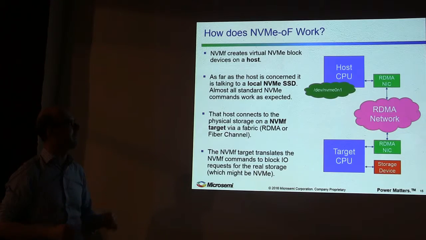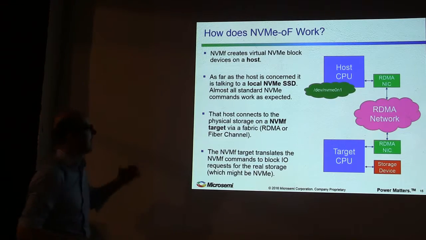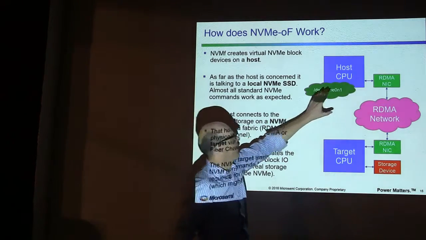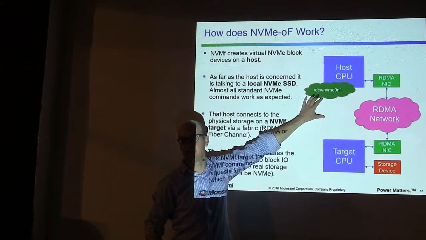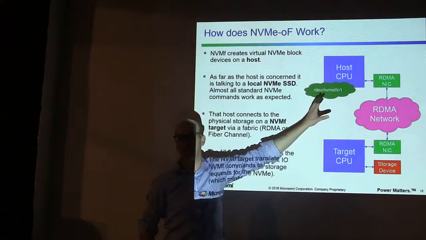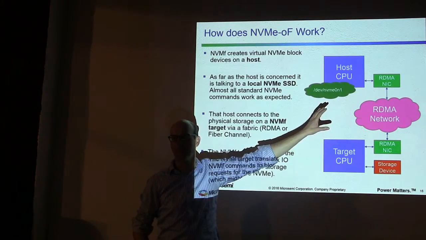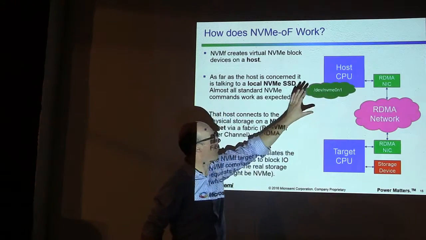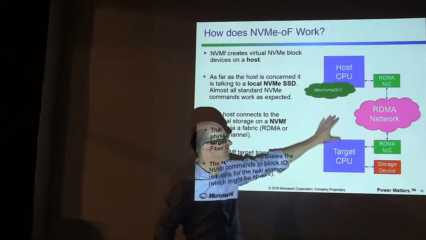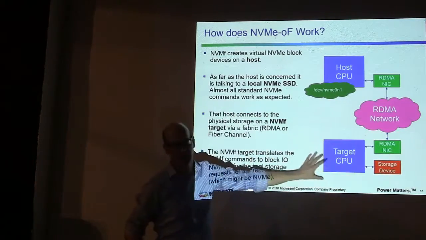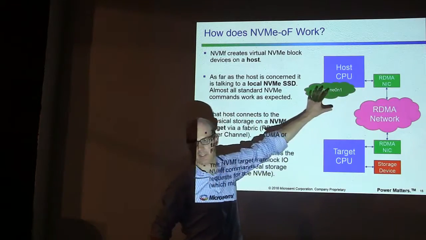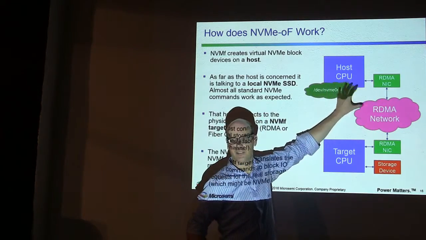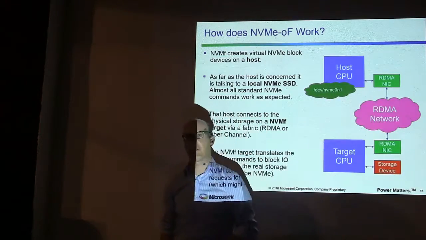So what is NVMe over Fabrics trying to achieve? At the end of the day, what it's really trying to achieve is the creation of virtual storage devices on CPUs that don't necessarily have any storage. Right? What I'm trying to do with NVMe over Fabrics is say, I've got something that does have storage, I've got something that doesn't have storage, and I'd like this guy to think he's got storage by providing that storage over a network.